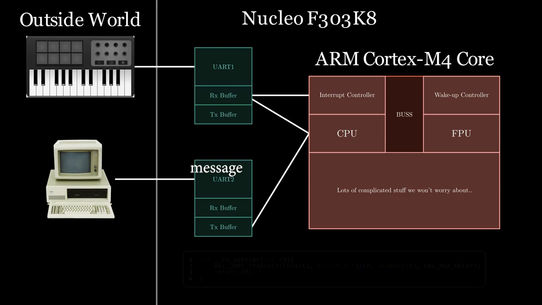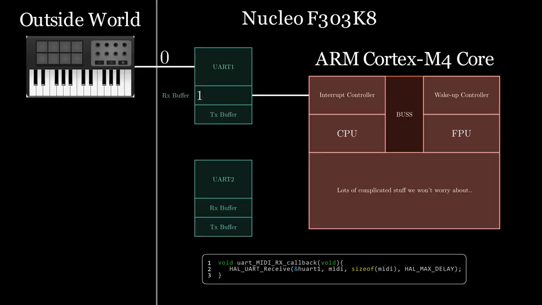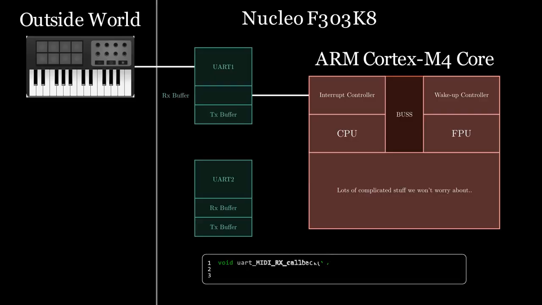So surely it's just a simple matter of using HAL UART receive to receive our MIDI messages, and then we're good to go. Well, yes and no, that is actually exactly what we're gonna do. But the problem here isn't actually what code to run, it's when to run that code. I could just run this receive function and the microcontroller will sit there and wait for a MIDI message to arrive, and that will work. But the problem is the microcontroller won't be able to do anything else while it's waiting, and we don't want that. So this is where interrupts come in.